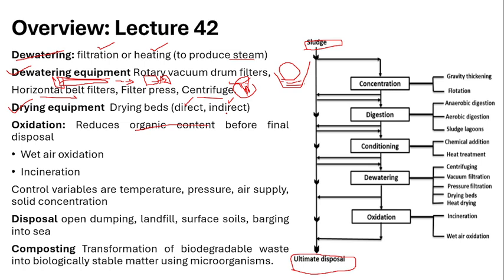Major control variables involved in the oxidation methods are the temperature, pressure, amount of air supplied, and the solid concentration. Okay, these are the major control variables in the oxidation method.